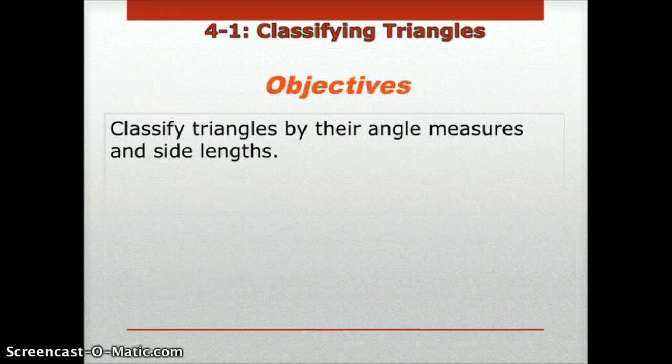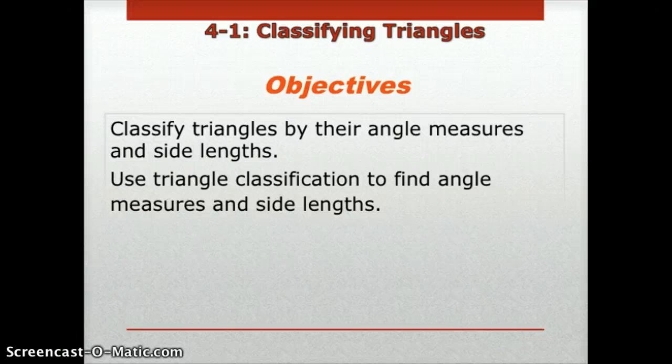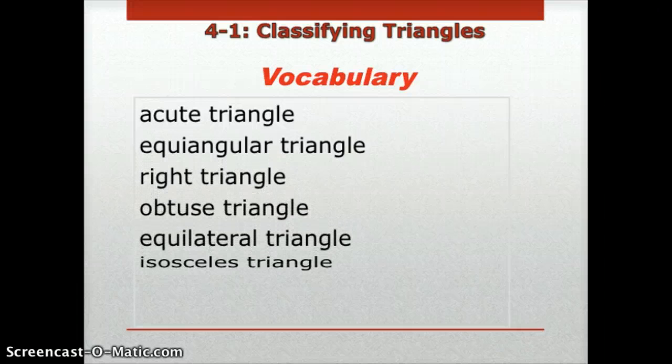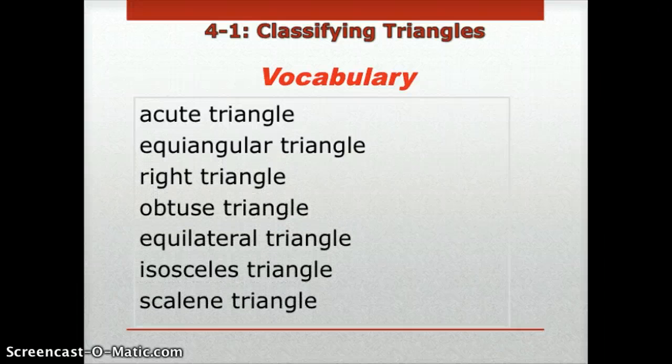So today's objectives will be to classify triangles by their angle measures and side lengths, as well as using their classifications to find angle measures and side lengths. So here's our vocab. We're going to talk about acute triangles, equiangular, right, obtuse triangles, as well as equilateral, isosceles, and scalene. So a lot of this should be review, but we need to start somewhere, so we'll start with reviewing basics of triangles.